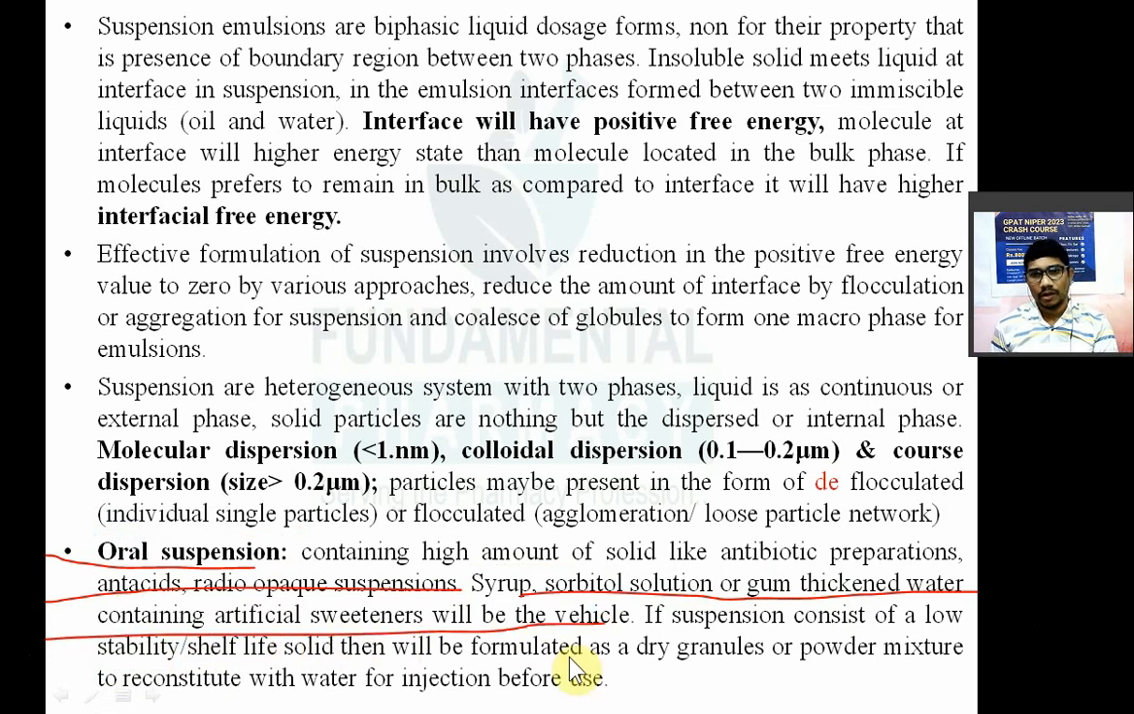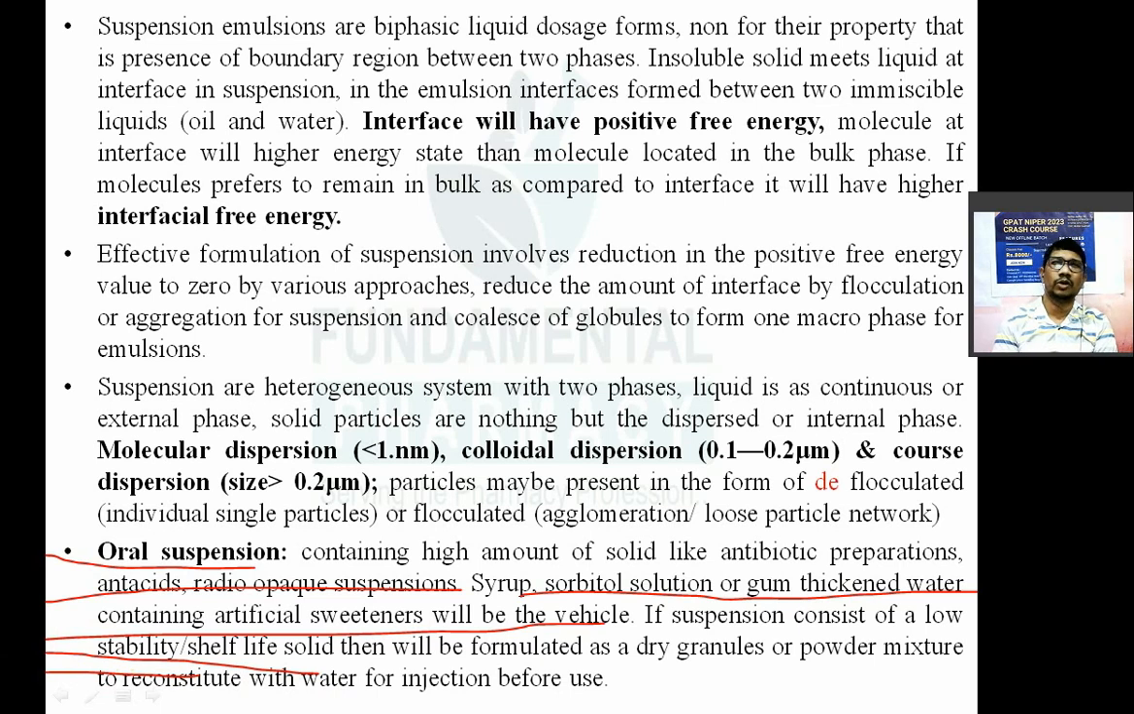That will be the vehicle. If the suspension has a low stability shelf life, then the solid will be formulated as dry granules. अगर वो suspension का shelf life कम है, तो you can also formulate it, instead of directly formulating a suspension, just use all the ingredients except the vehicle and pack in the bottle as a dry powder. And then before use you have to mix water in that powder and shake well, so you will get an immediate suspension. So that is known as a premix.